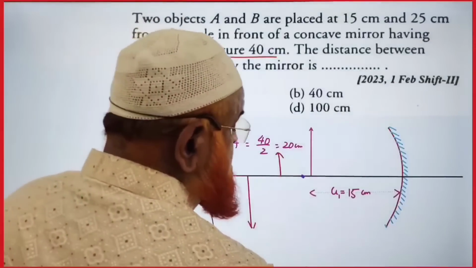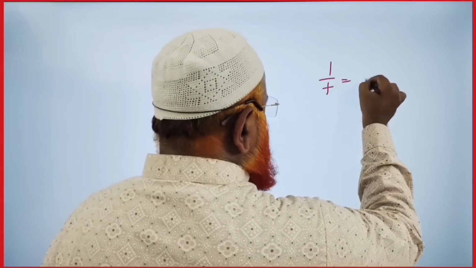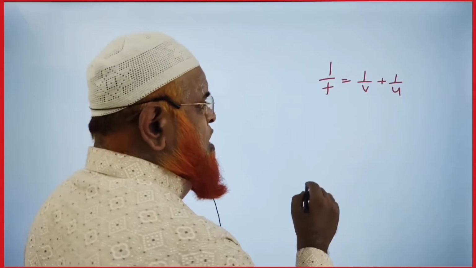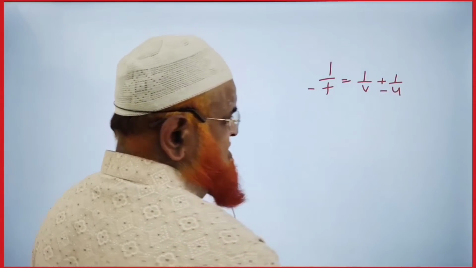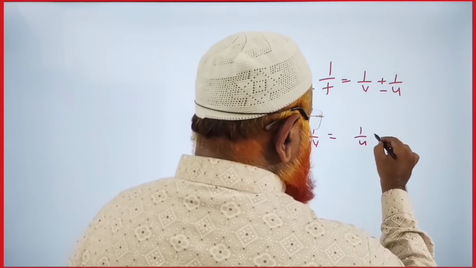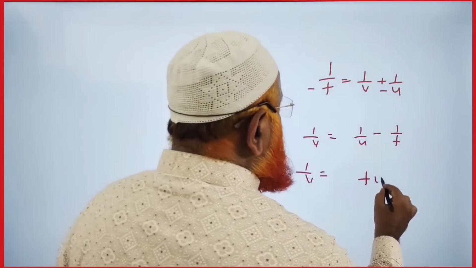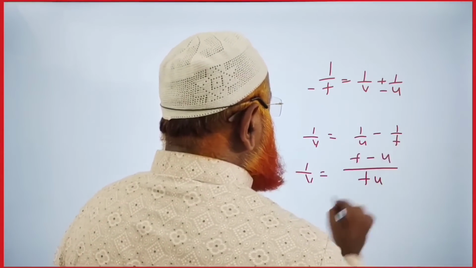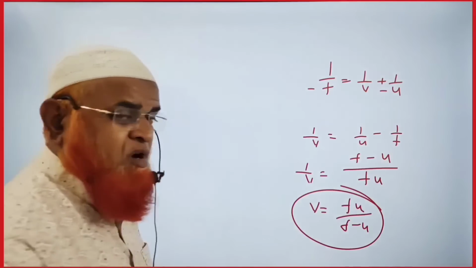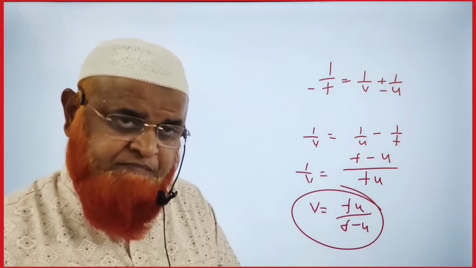So, for this, I'll tell you a simple concept. You all know 1 by f is equal to 1 by v plus 1 by u. This is a mirror formula. I know concave mirror means this is minus and this is also minus. That means 1 by v is equal to 1 by u minus 1 by f. So 1 by v is equal to f into u by f minus u. That means v is going to become fu by f minus u. You can use this shortcut formula to find out the solution.